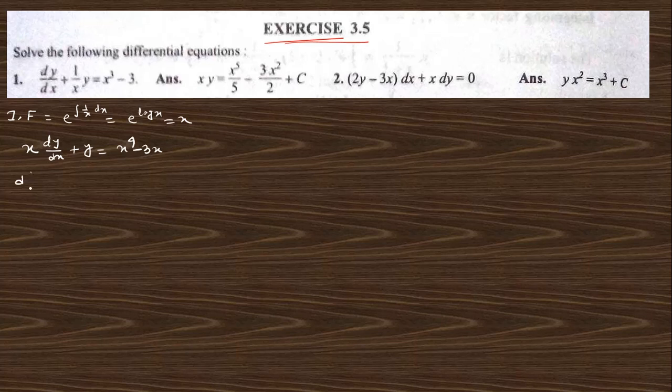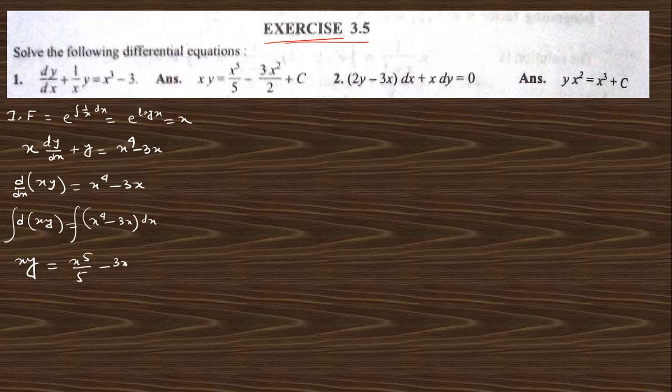So this is nothing but d/dx of (x times y) equals x to the power 4 minus 3x. You can see here, if we integrate, d of xy is equal to (x to the power 4 minus 3x) dx. So if you integrate both sides, you will get xy equal to x to the power 5 by 5 minus 3x square by 2 plus c. This is the solution of this equation.